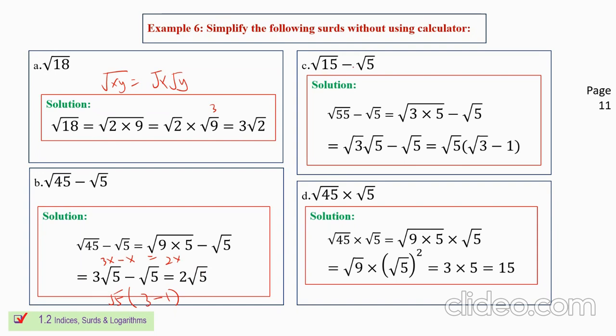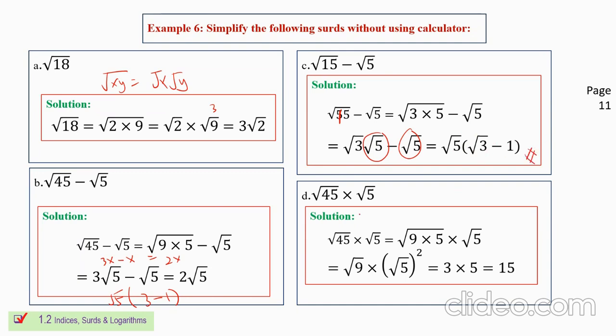Then how about surd 15 minus surd 5? Sorry, I think the question is correct. This one is surd 15 minus surd 5. So I separate surd 15 into surd 3 times surd 5, and then 3 surd 5 minus surd 5. Now the surd 5 terms are the same, so I factor out my surd 5. So I have surd 5 times (surd 3 minus 1). Please don't use a calculator to press surd 3 minus 1.